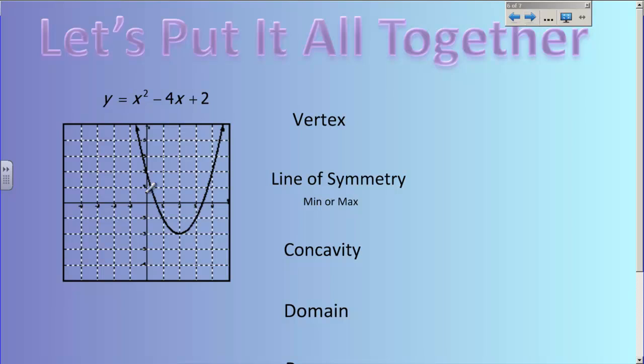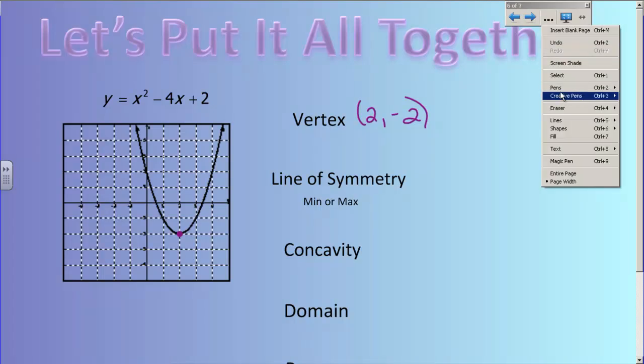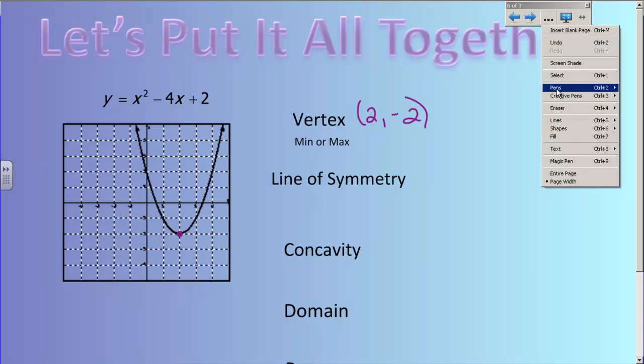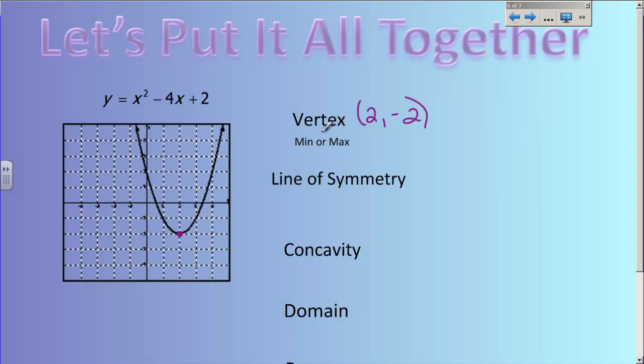We have this pretty little graph. It's all graphed for us. This is the function, x squared minus 4x plus 2. And the first thing it asks for is the vertex. Well, the vertex is this point right here, which happens to be at 2, -2. And so there's my vertex at 2, -2. Now, then it asks for the line of symmetry. Well, I'm going to show you something really nifty about the line of symmetry. But first, we have to talk about this vertex. Is it a minimum or a maximum? Well, it's a minimum because it is the lowest point on the graph.